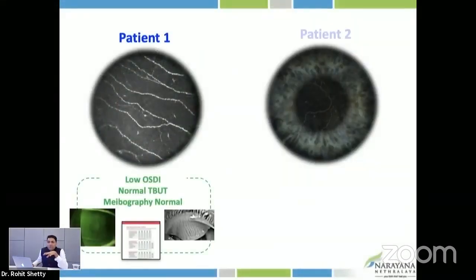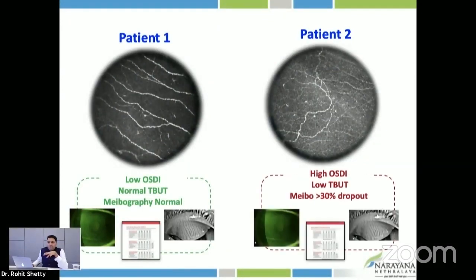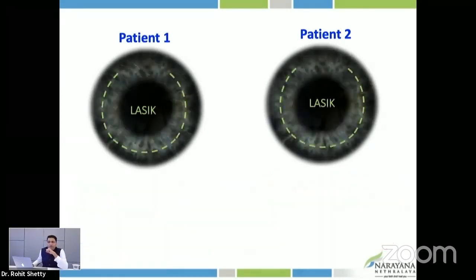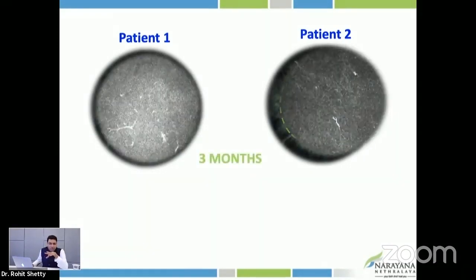So let's look at two patients. Patient one has low OSDI, normal tear break-up time, and normal meibography. The other one has all these nerve changes. And let's assume that both of them undergo, say, LASIK surgery. So what do you expect with this? Because you cut the nerves. Whether you do LASIK, the nerves are damaged. This is at the third month. The nerves are completely not there. This is just below your epithelium.